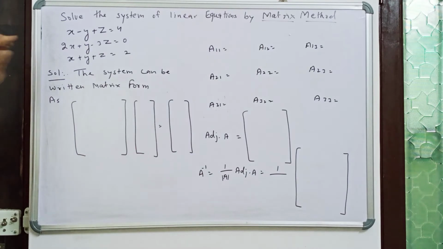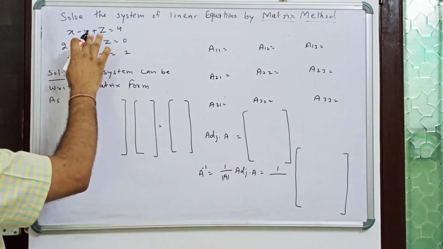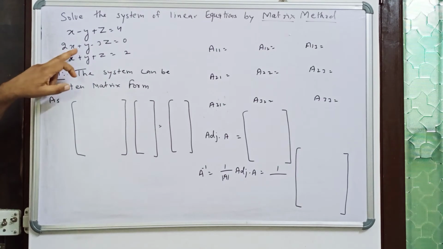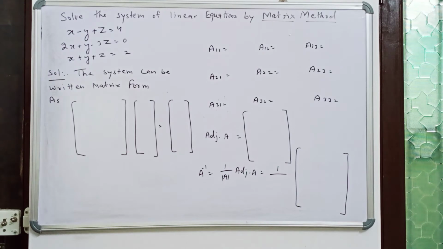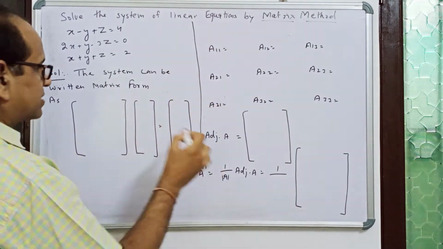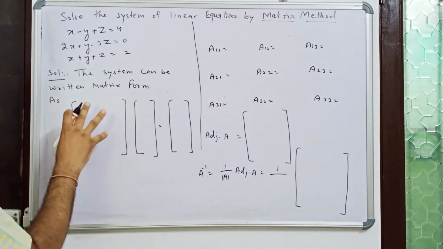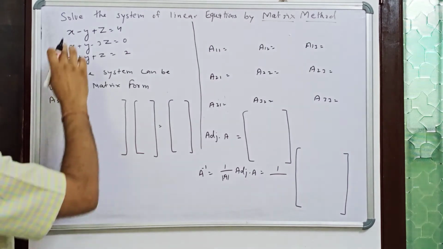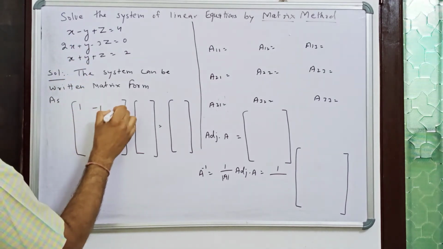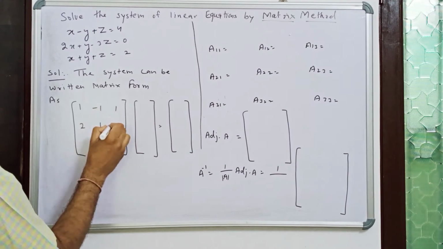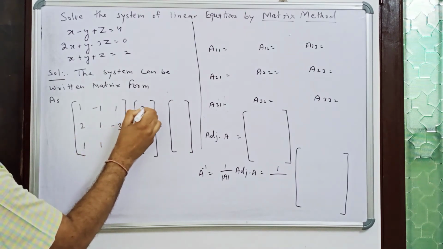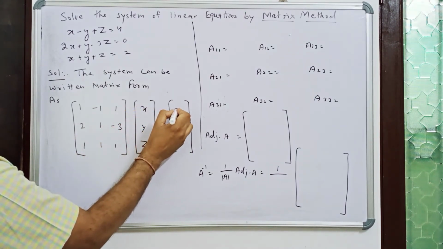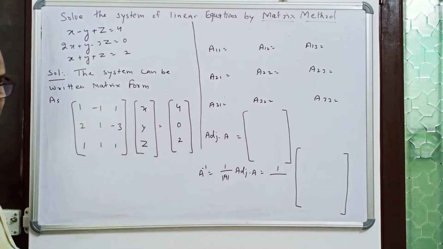Now the problem is x minus y plus z equals 4, 2x plus y minus 3z equals 0, and x plus y plus z equals 2. So the system can be written in the matrix form. First we will write the coefficients, that is 1 minus 1 1, 2 1 minus 3, 1 1 and 1. And here it will be x, y, z, and it is 4, 0 and 2.